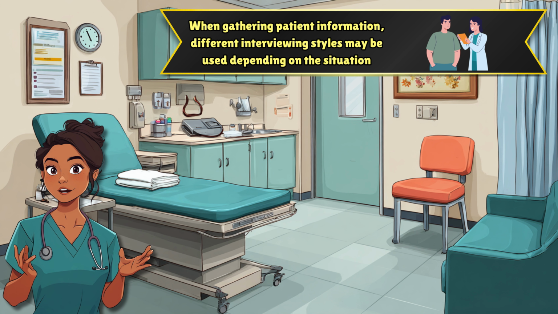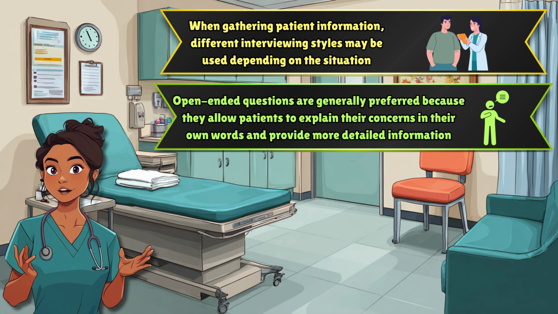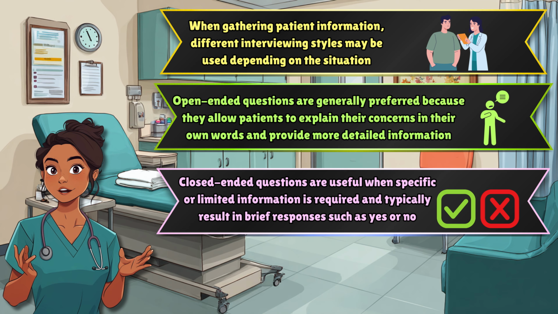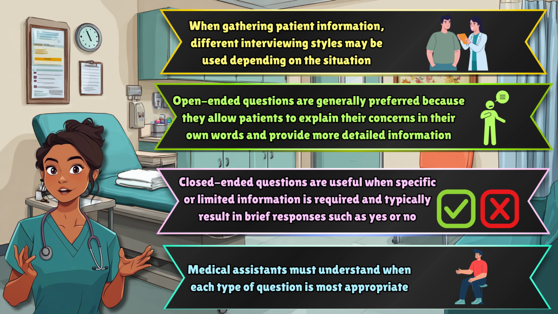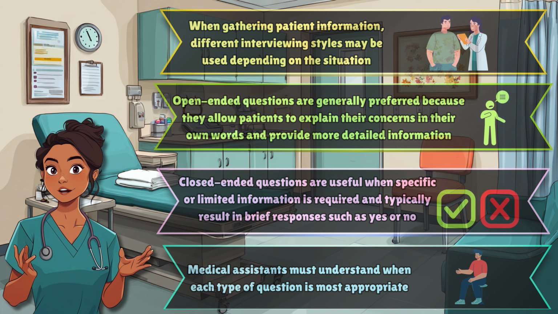When gathering patient information, different interviewing styles may be used depending on the situation. Open-ended questions are generally preferred because they allow patients to explain their concerns in their own words and provide more detailed information. Closed-ended questions are useful when specific or limited information is required and typically result in brief responses such as yes or no. Medical assistants must understand when each type of question is most appropriate.